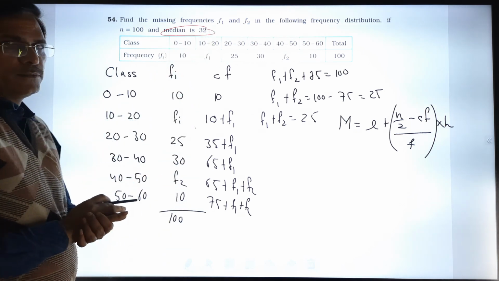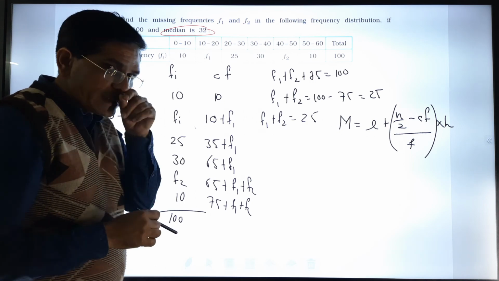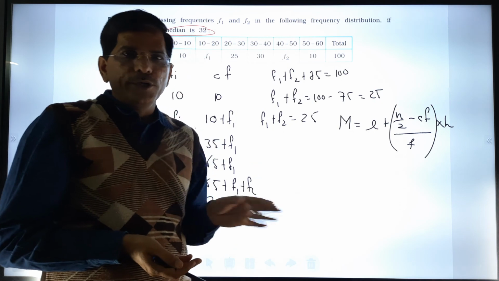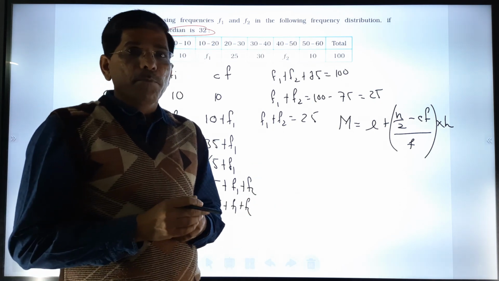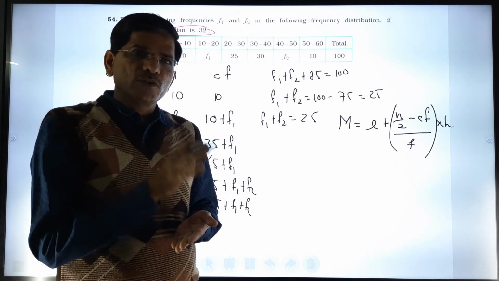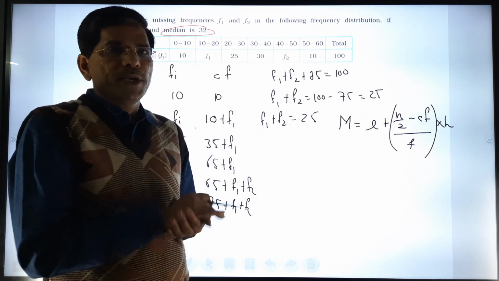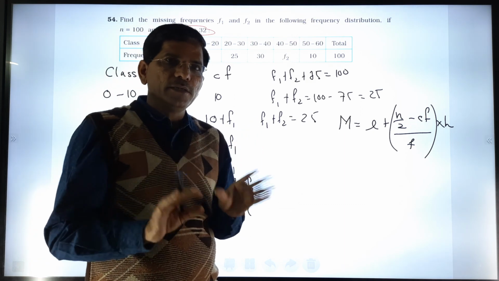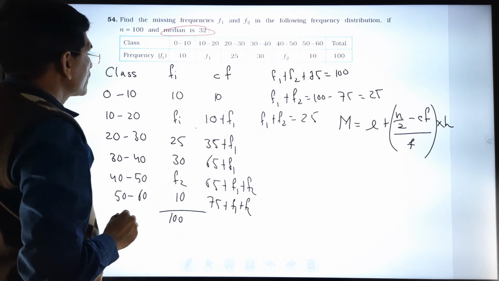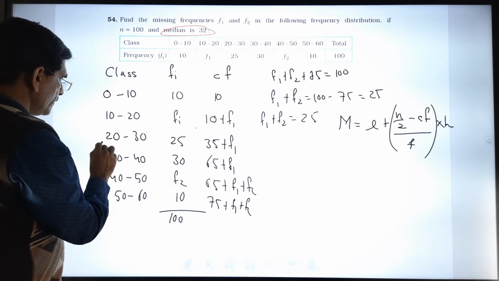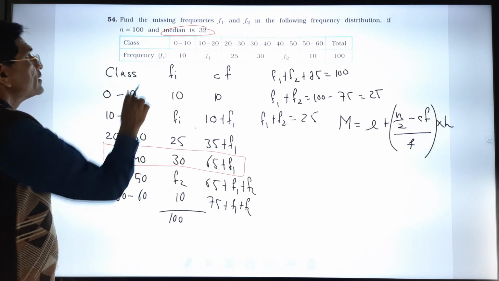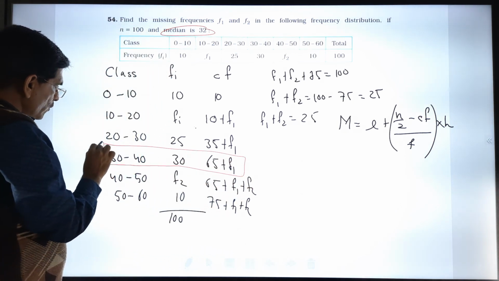Now mostly I have seen that when a median sum is there, students find the median class. But here there is no need to find the median class. Why? Because when the median is given, it means the median class is also given, because our median is always between the median class. So you will see that 32 is the median given, so the answer must be between 30 to 40. That is 32.